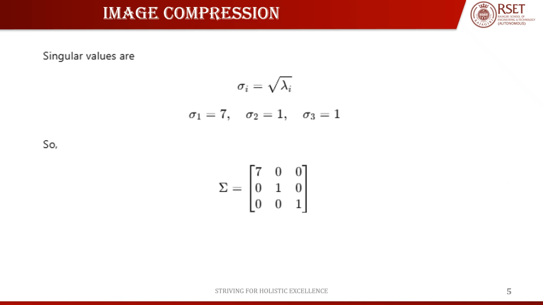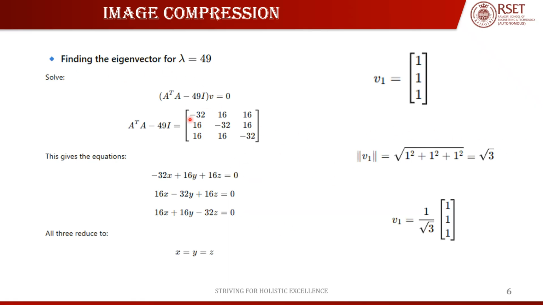Now we'll find the corresponding singular values. Sigma i is equal to root of lambda i, so sigma 1 is root of 49, which is 7, sigma 2 is 1, and sigma 3 is also 1. So we have the matrix sigma with first entry 7, second entry 1 and 1. Your A was 3 by 3, so your sigma is also 3 by 3. Now we'll find the corresponding eigenvector. When lambda is equal to 49, A transpose A minus 49 I into V is equal to 0.